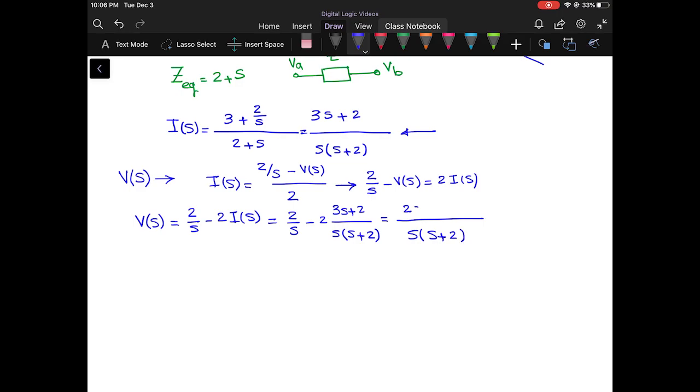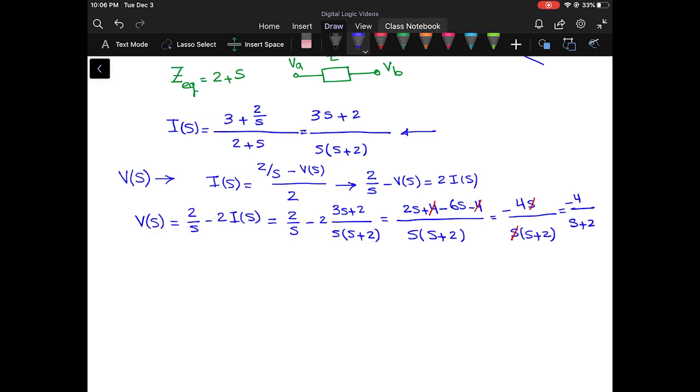Then we have 2s plus 4 minus 6s minus 4. So 4 and negative 4 will cancel, so I will have minus 4s over s multiplied by s plus 2. And now my s's will cancel, and V of s will be minus 4 over s plus 2.